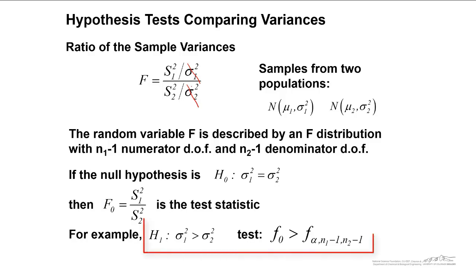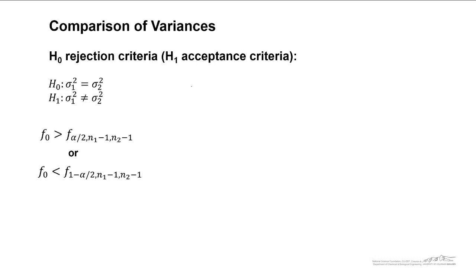For example, if our alternate hypothesis is that the variance of population 1 is greater than that of population 2, this is an upper tail test, and in order to accept the alternate and show that the variances are not equal, we can compare our test statistic to F alpha with n1 minus 1 numerator degrees of freedom and n2 minus 1 denominator degrees of freedom. And the rejection criteria for the null hypothesis, acceptance criteria for the alternate are similar to what we've done previously.